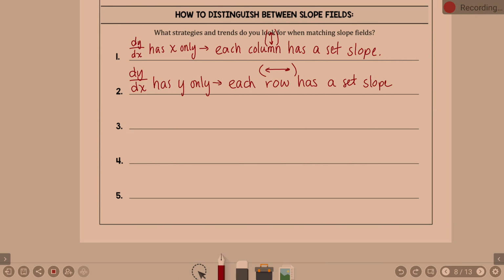Okay. Another comment on here: if dy dx has x and y, then slope is changing in both directions, right? We don't have a constant. No consistency. So slope changes in both directions.